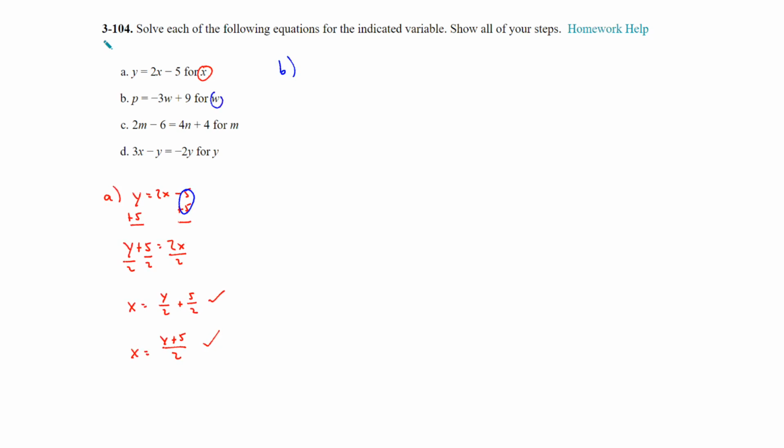Part B, solving for w. So we have p equals negative 3w plus 9. So we'll subtract 9 to create another 0. P minus 9 is equal to negative 3w. And divide by negative 3. Once again, you can do it individually or you can divide the whole thing. W is equal to p minus 9 divided by negative 3. If you divide each term by negative 3, then it would be negative 1/3 p plus 3. Once again, either one of those would be correct.